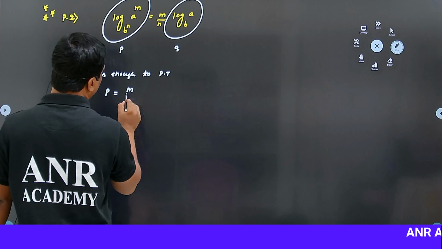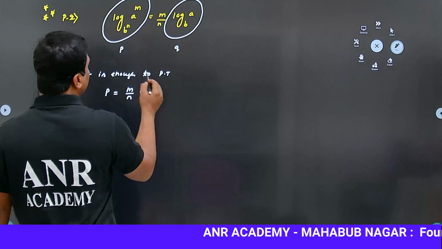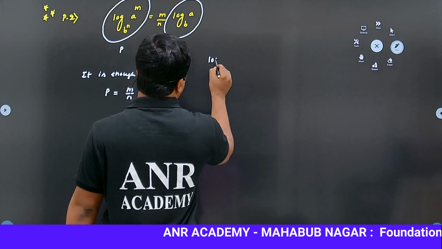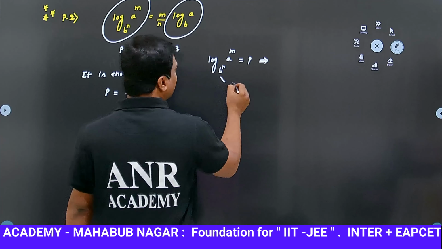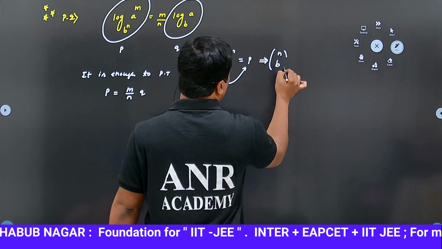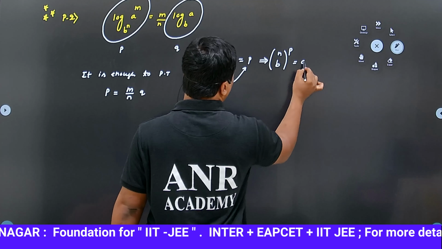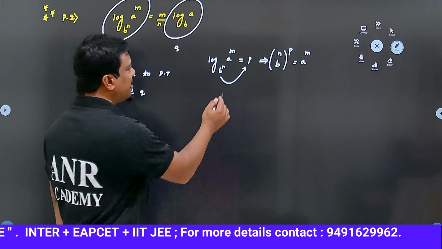When you select this one as p and this one as q, when log a power m base b power n is p, then you can write b power n whole power p becomes a power m. A power m, the input to the logarithm, becomes the output of the exponential with the same base b power n.